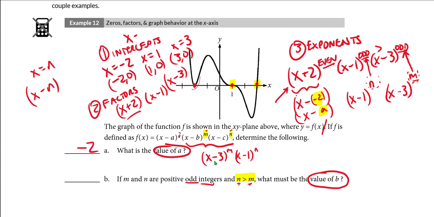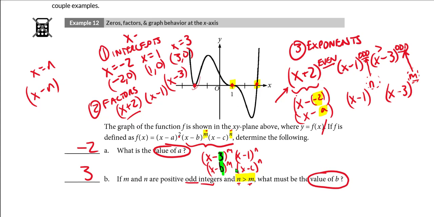Now that we know that (x − b) has the m exponent and (x − c) has the n exponent, and we have all that matched up, we should be able to see that the b has to be 3. The b has to be 3, and that's what they were asking us. What must be the value of b? It's 3.